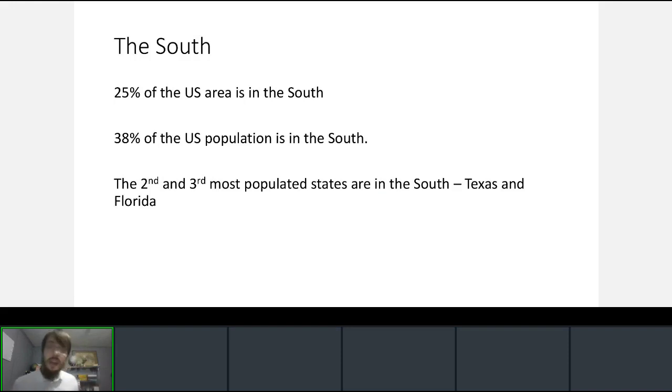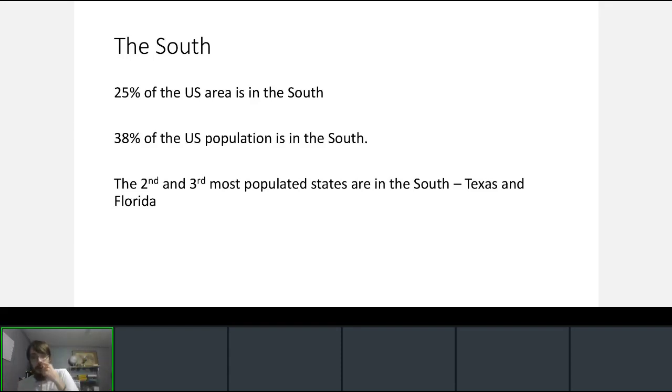So 25% of U.S. area is the South, but 38% of the U.S. population is in the South. And that is because the second and third most populated states are in the South, Texas and Florida. And this is something where air conditioning has played a huge role. Compared to how much percentage of the U.S. population was in Florida and Texas in 1900 versus 2000, it's a huge difference. These are states that are still having big booms and growth, and that is because of stuff like air conditioning allowing it there. But it's a fast-growing region.